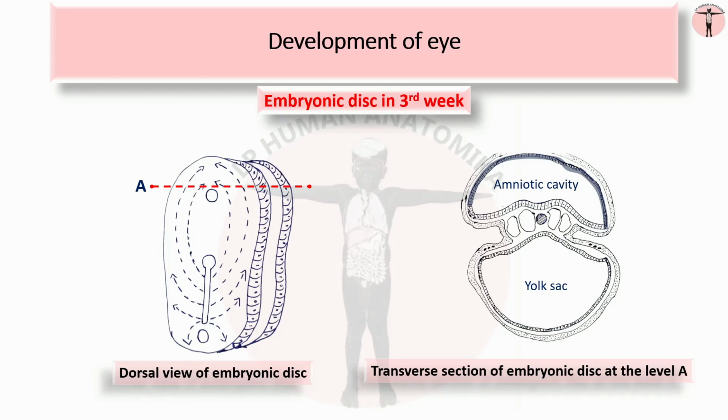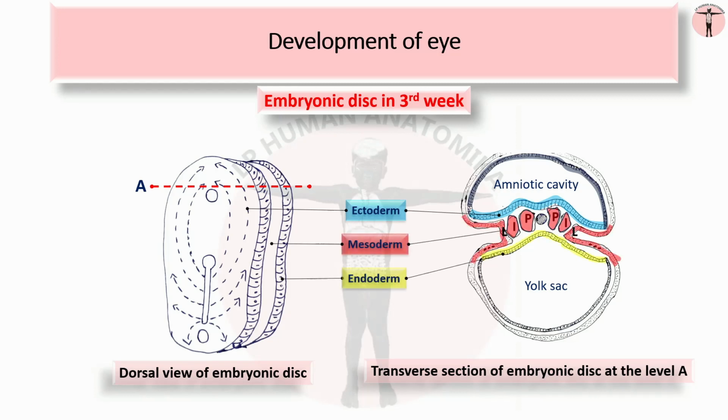Before going into actual development of the eye, let us recall the development of the neural tube, which forms the essential part in the development of eye. By the third week of embryonic development, the three definitive primary germ layers are formed in the embryonic plate or the disc. From dorsal to ventral surface of the embryonic disc, they are the ectoderm, mesoderm, and endoderm. Of these three, only ectoderm and mesoderm will take part in the development of ocular structures.